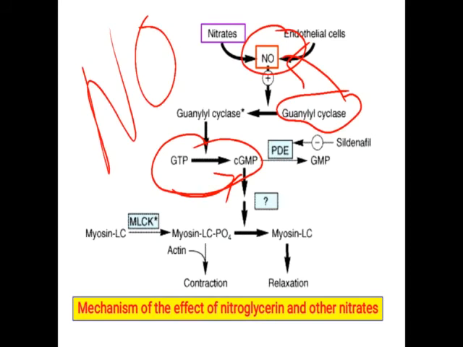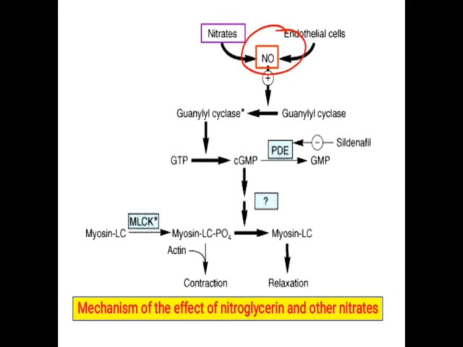Cyclic GMP, along with myosin light chain kinase phosphate, is responsible for relaxation. The function of cyclic GMP is to convert myosin light chain kinase phosphate into myosin light chain, so it causes dephosphorylation. Cyclic GMP activates the enzyme protein kinase, which is responsible for phosphorylation or dephosphorylation. This kinase dephosphorylates myosin light chain kinase phosphate into myosin light chain, and myosin light chain is responsible for the relaxation of the vessels. If cyclic GMP is not there, myosin light chain kinase phosphate is formed, and along with actin, it causes contraction.